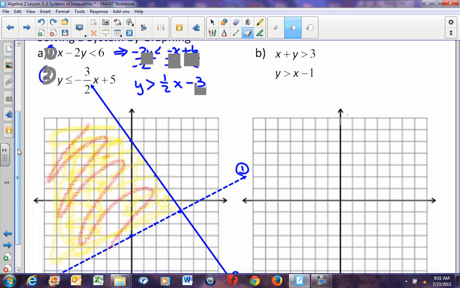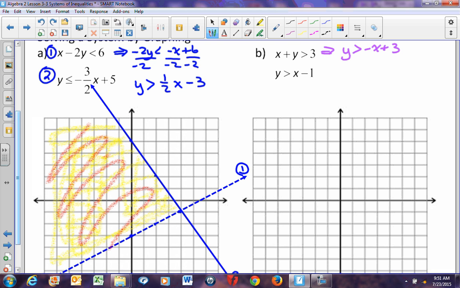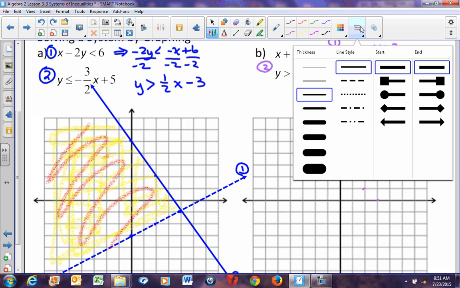If I take a look at my second problem here, I'm going to have to solve the first inequality for y. So y is greater than negative x plus 3, and the second one is already in y equals form. For the first inequality, y is greater than negative x plus 3, so go up 3. The slope is down 1, down another 1, down another 1. And I graph this with a dashed line.